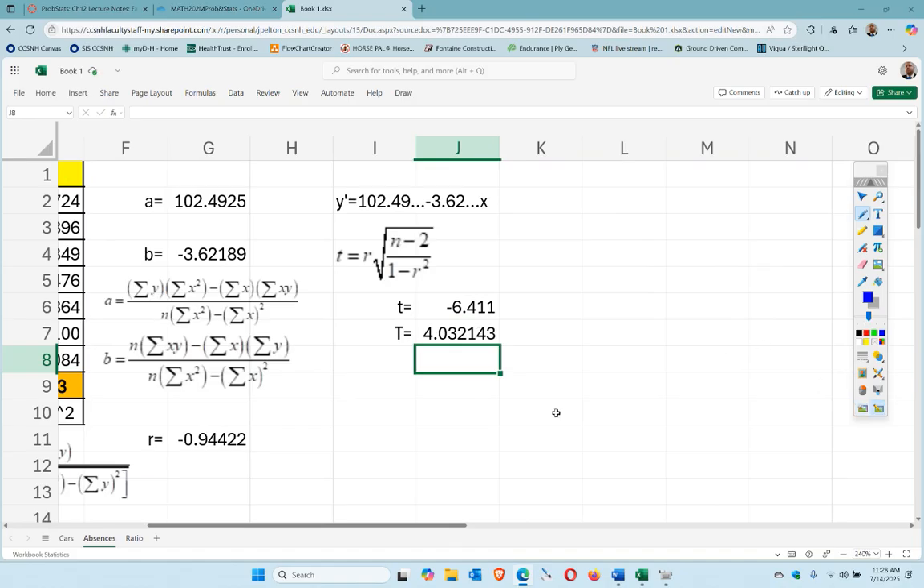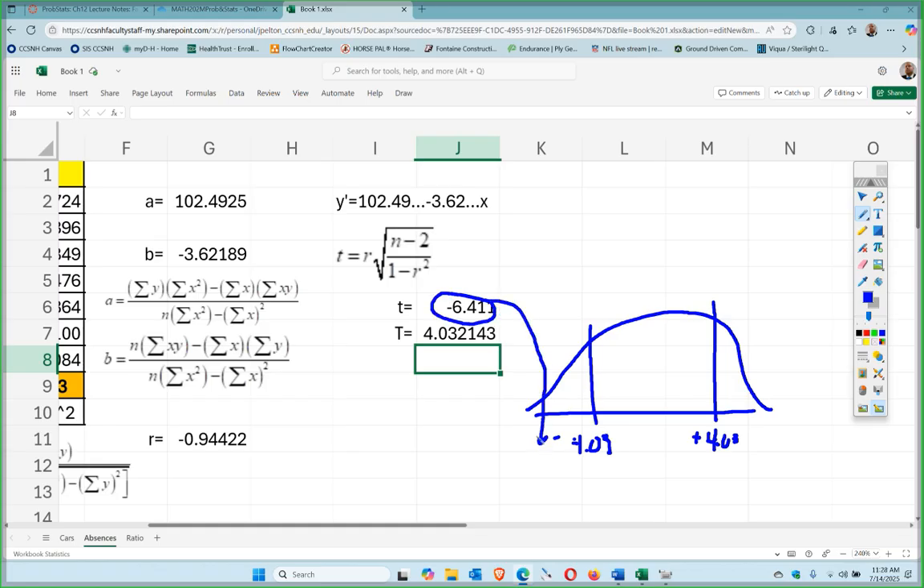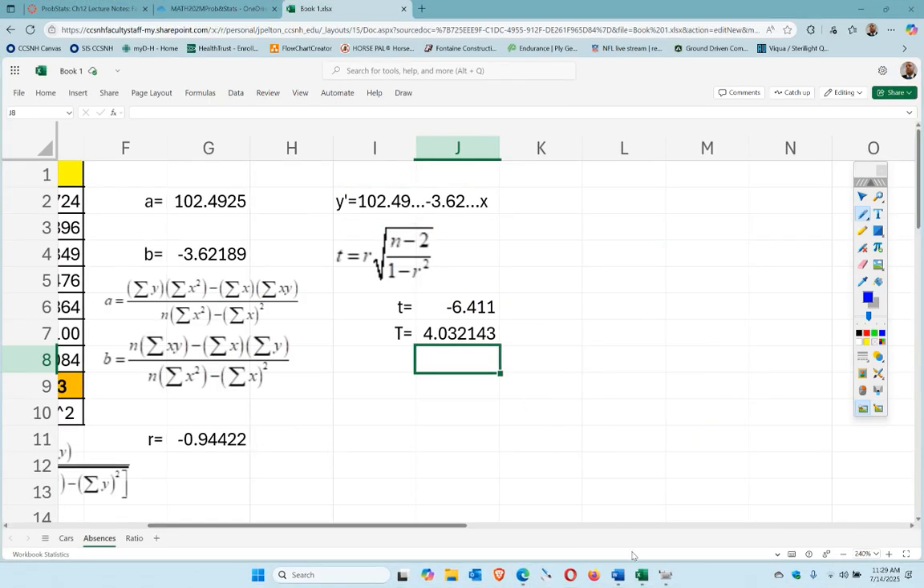So essentially, if you do the picture, which you don't need to, you can just figure it out. So you assume there's no relationship. So basically, negative 4.03, positive 4.03, and we got this right here, which is over here, right? Which means I made it to the significant region, which tells us that the correlation coefficient is significant, which means our model is valid for the range of data that we have. We can use it, correct? We're good.